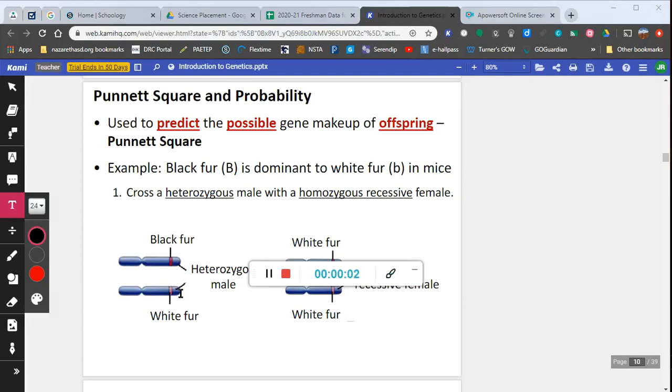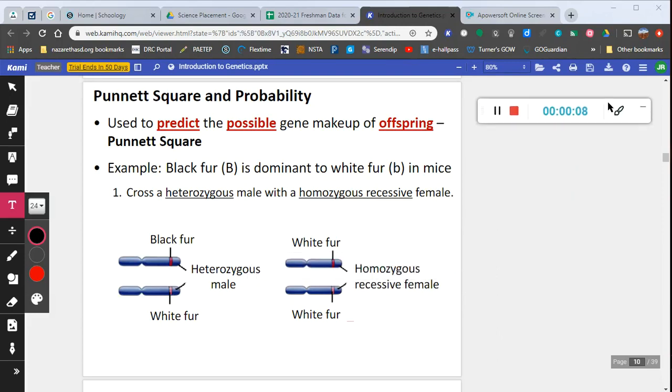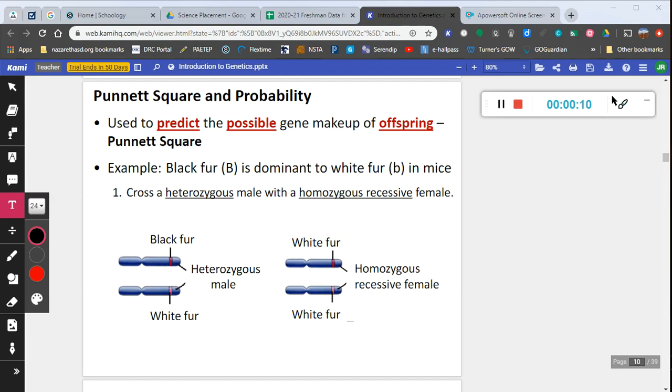Hi, welcome back everyone. This is part 2, and we're going to take a look at how to do Punnett squares and calculate probabilities.